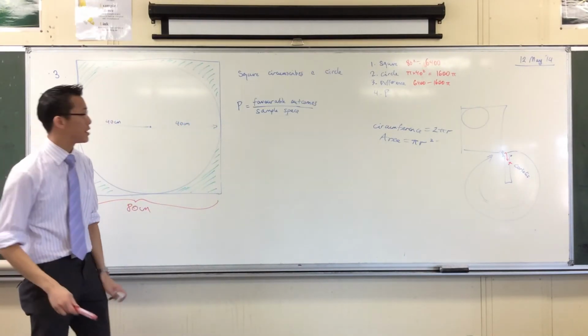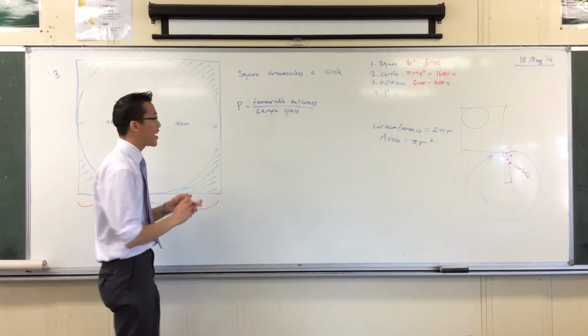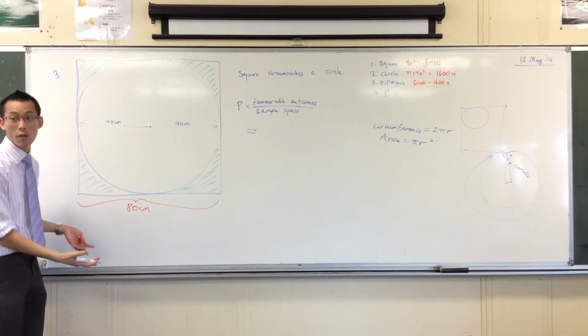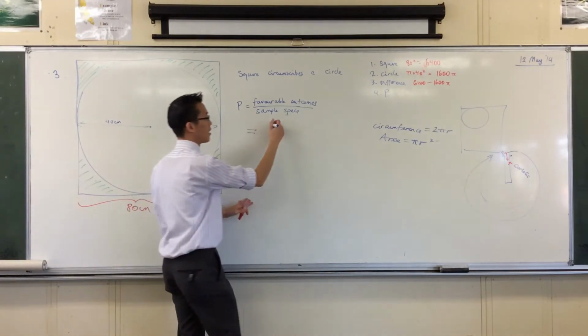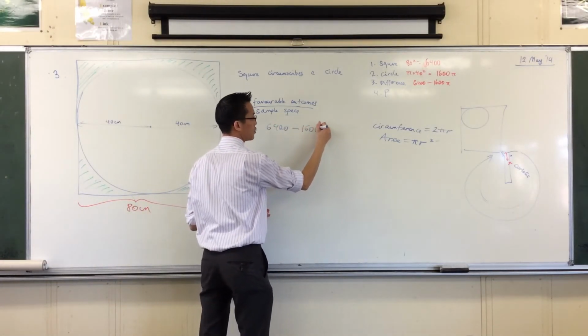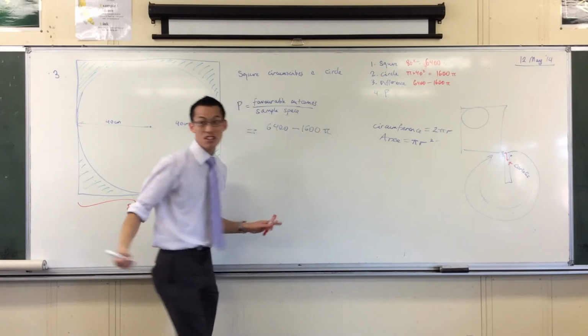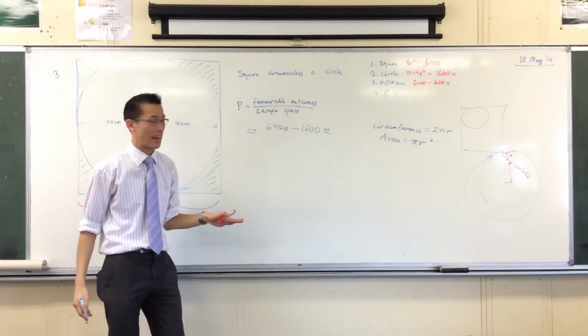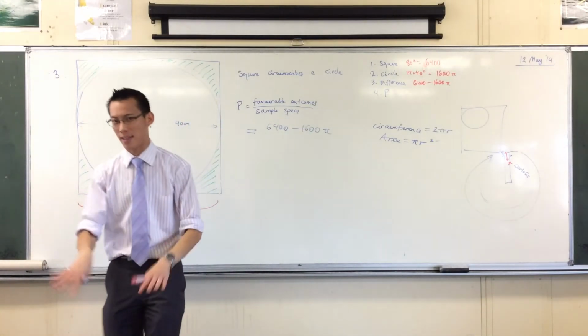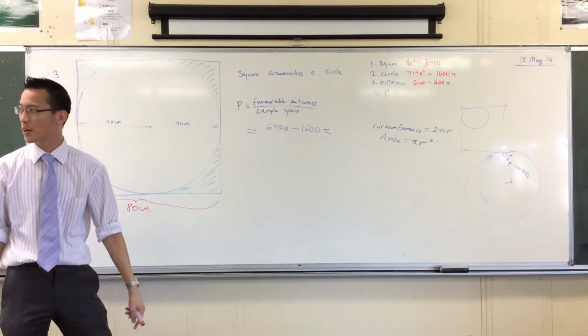Alright, now I've got all the pieces I need to work out this part. The favourable outcomes, that's the part that I want. And we said that's the shaded area. That's the one I just worked out. 6,400 minus 1,600 pi. Now, I know you could get your calculator out and work out what this is, but that's going to mean I have to approximate, and I like to approximate right at the very end. It's more accurate that way, okay?